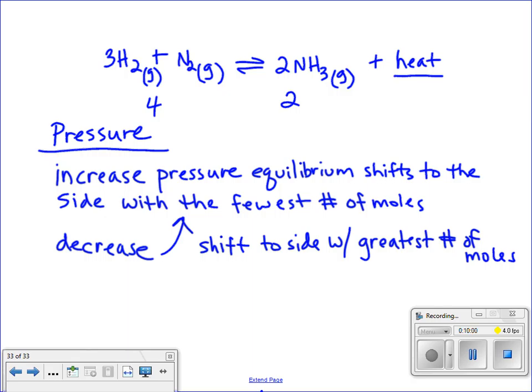So if we decrease pressure, it's going to shift to the side with the greatest number of moles, which would be to the left in this particular equation. So pressure, the effects of pressure are different for each type of equation because you have to count the number of moles of gas on either side. And by the way, they have to be gases in order to actually affect the equilibrium of the system.